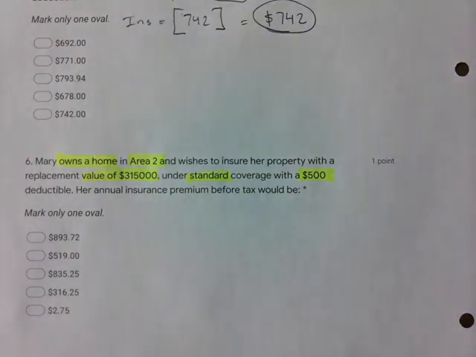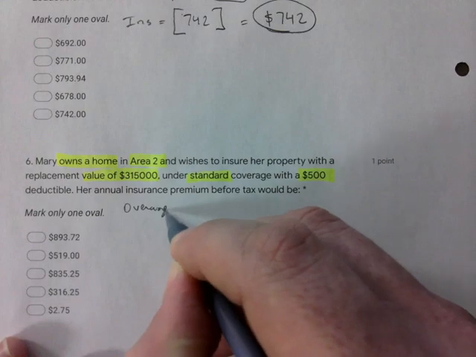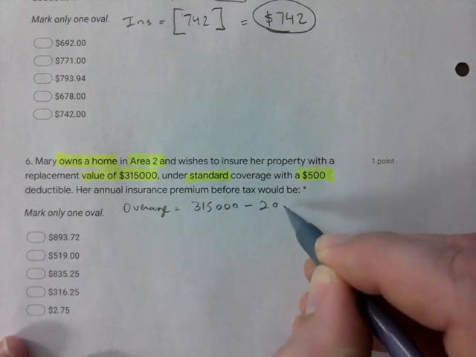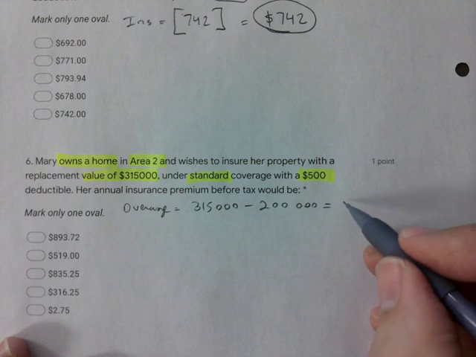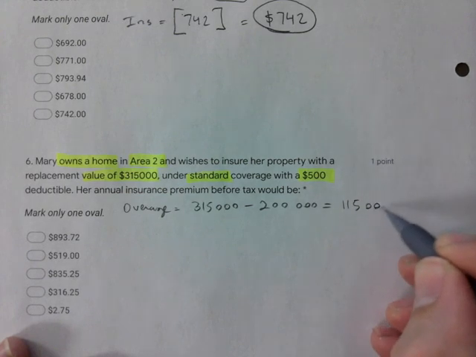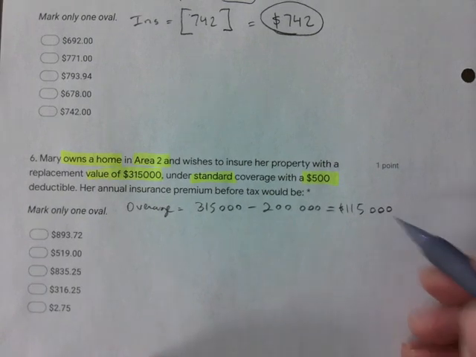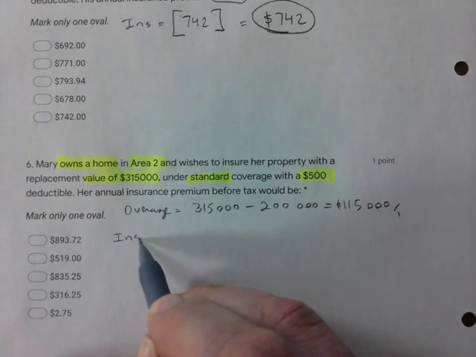Okay. So we're over. So I'm going to figure that out right away. Overage, it's 315 minus the 200,000 max. If it had been renting, 75,000 is your max, right? So you are over by 115,000. Okay, that would definitely be a mark. Usually I'd give you a mark for that. And then we figure out the insurance.